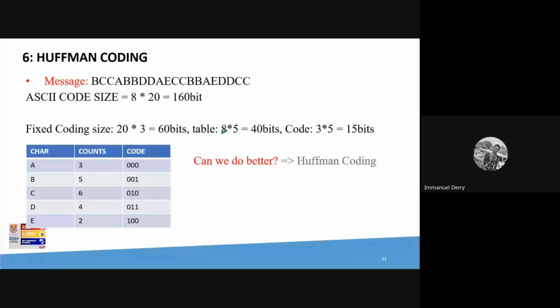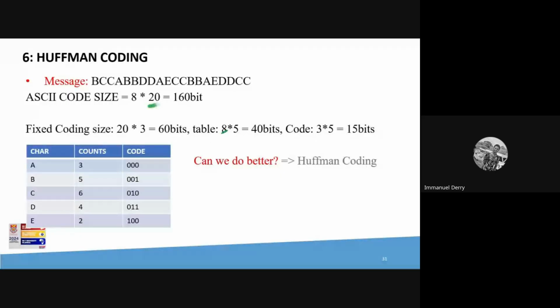Let me take it again. This is a message that's been given to us, and if you count the number of characters in here, they are 20. So for the Huffman encoding, we use the standard bit representation of each character, then we multiply that by the number of characters that we have in the message that we are given, which is what we call the ASCII code size, and the standard bit size is 8 bits for every character that we have in the computer system.